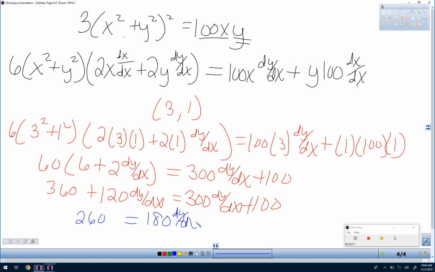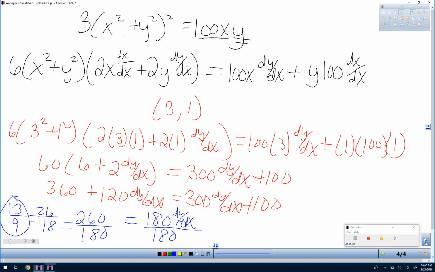And again, I'm trying to solve for dy/dx, so I'm just going to divide both sides by 180, so that gives me 26 over 18. And if I reduce that, that gives me 13 over 9, and that would be the value of the derivative at the point (3, 1).